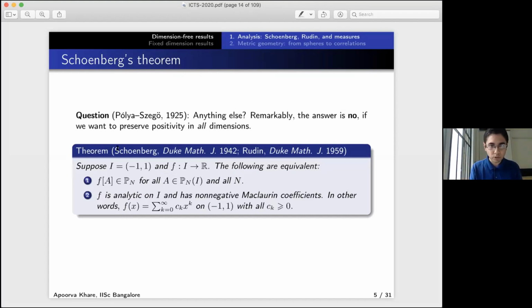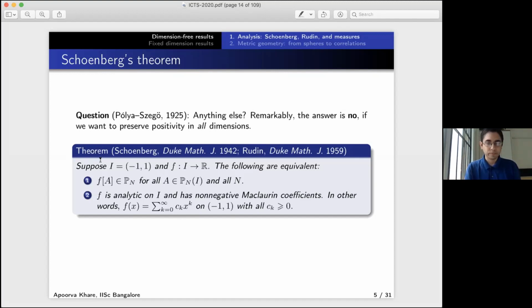This was proved by Schoenberg, who in fact also named Polya frequency functions after Polya. But that's a subject for another day. So Schoenberg proved in 1942, 17 years later, that there are no other continuous functions that work. And 17 more years later, Walter Rudin proved that there are no other functions. You don't even need to assume continuity. And so this is their theorem.